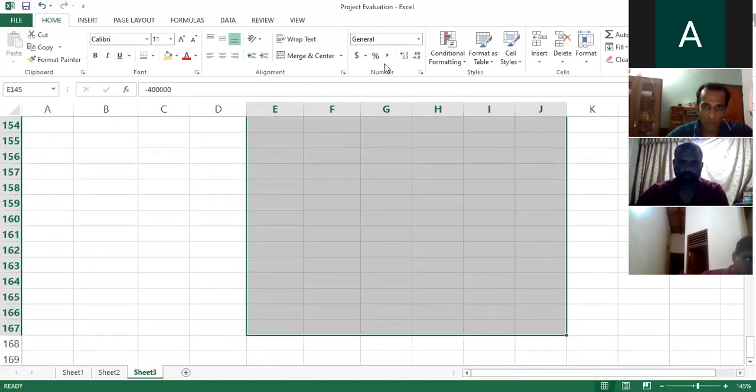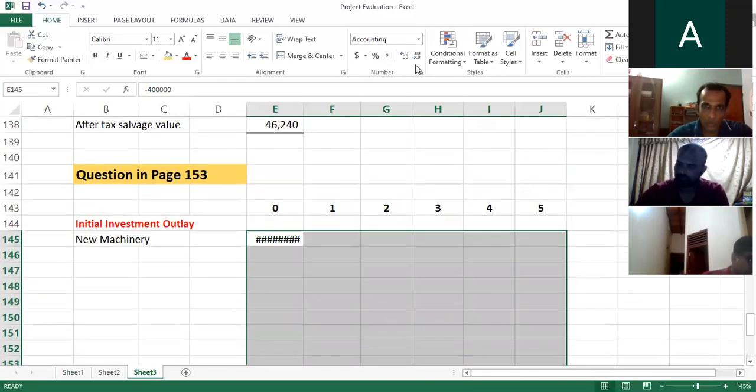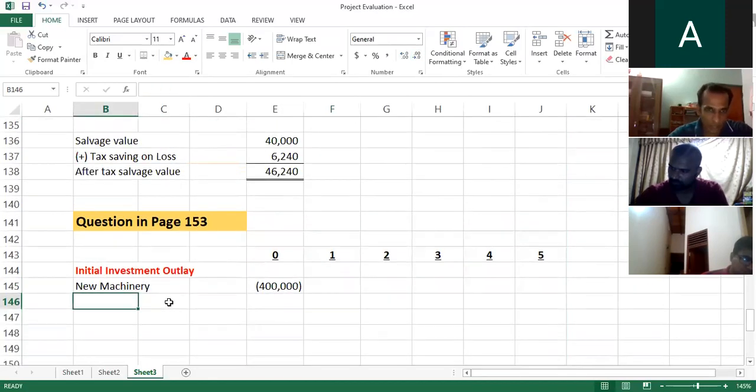Therefore, we include it as a minus value within brackets: new machine. Then salvage value is given, so we'll adjust that later, since that is included under the third category, terminal cash flow. The expected selling price is given. The depreciation is given, and we'll adjust that when we calculate the tax. So we know we have to adjust those under those sections.